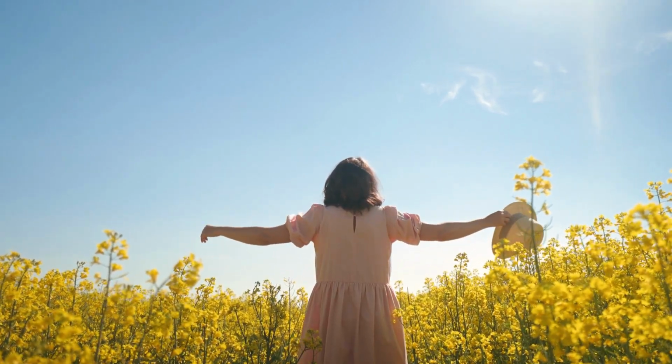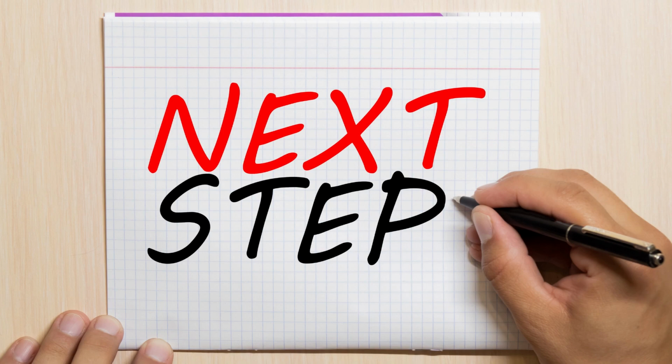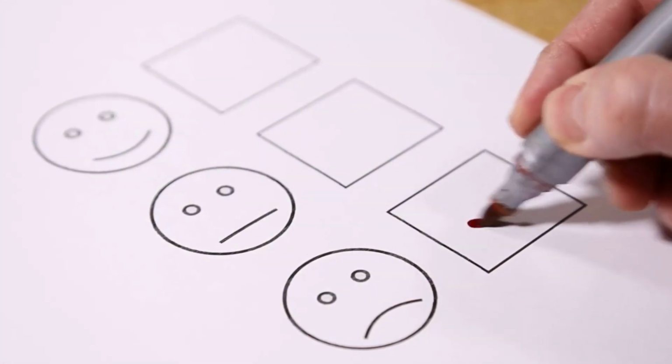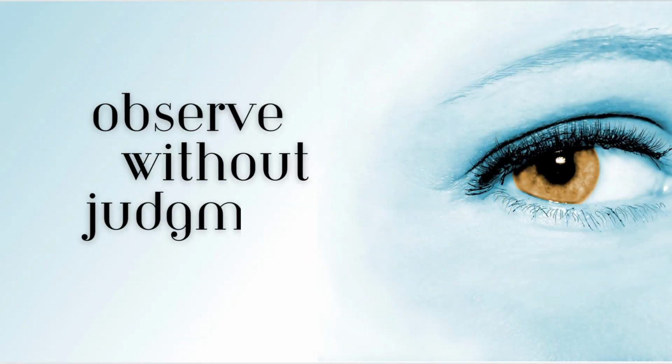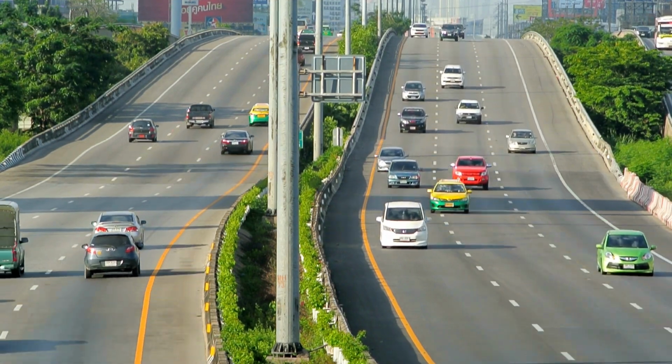Now, once the physiological symptoms of your anxiety have subsided, you can then move on to step 2, which is to notice your anxious thoughts. And before you automatically subscribe to these anxious thoughts as truths, just simply observe them without judgment. To help illustrate this, let me give you an analogy here. Imagine your thoughts are vehicles that are going back and forth on the road in front of you.